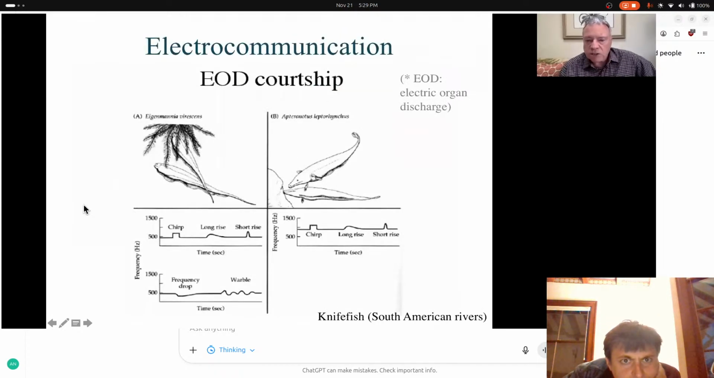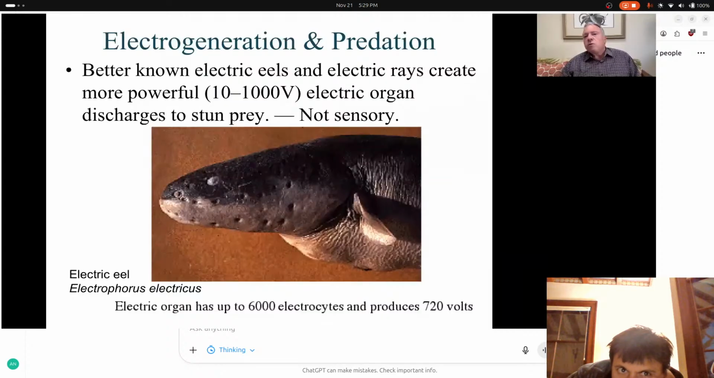And then in terms of communication, this is the knifefish. This is a South American fish. Again, it uses undulations of its fin to swim because its muscles have been turned into electric organs. But when they're mating, they create these patterns, we even call them chirps, as if a bird would be singing to each other. They create these certain patterns of communication that they use to find mates and to court their mates with. Okay, so using electrical reception both passively and actively.